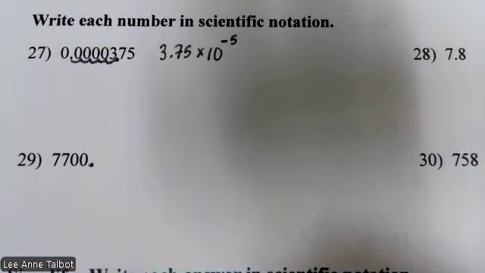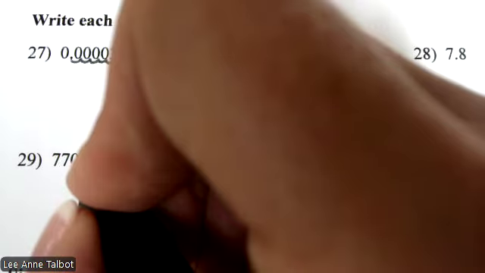Okay, on 29, I have to put my own decimal in. Go between the 2 sevens. 1, 2, 3.